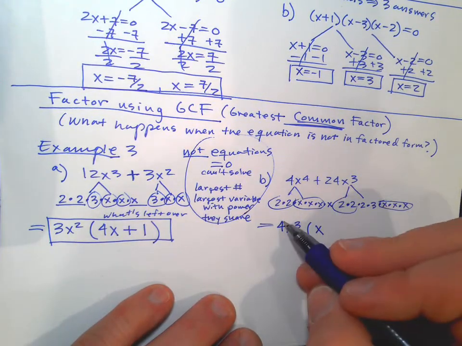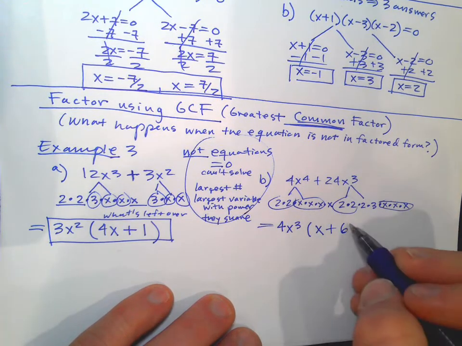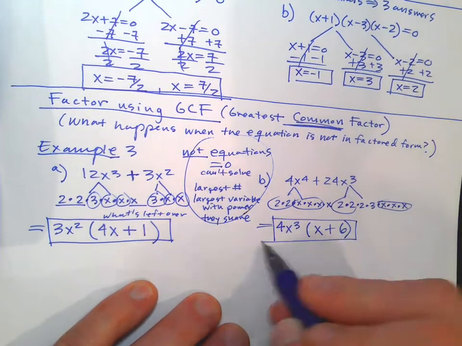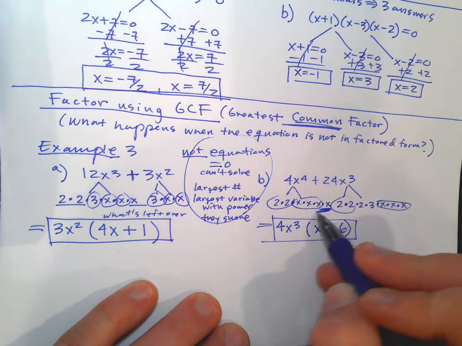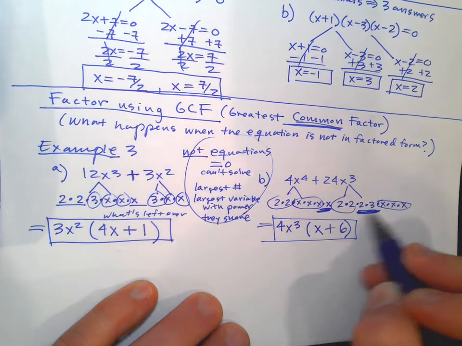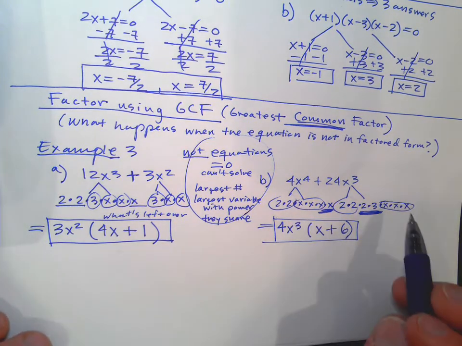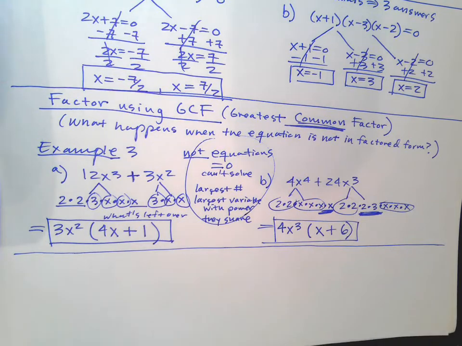24 divided by 4 is 6. X cubed divided by x cubed is 1. We just say 6. 6 times 1 is 6. It is also what is left over here. There was an x left over, and over here there was a 2 and a 3 left over. But we're probably going to get away with this as soon as we feel comfortable with writing that all down. Now, let's try some more examples.